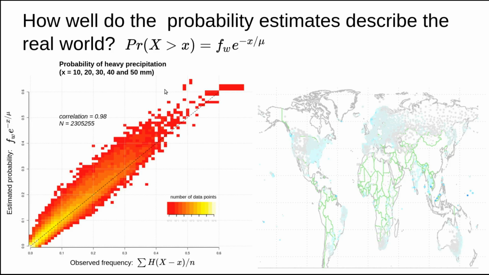So once we have this formula, then our aim is to try to downscale these two parameters, the wet-day frequency and the mean precipitation. And once we know that, we can say something about heavy rainfall as well.